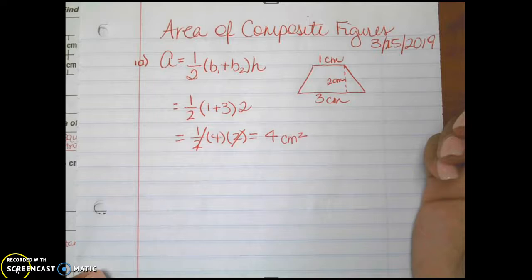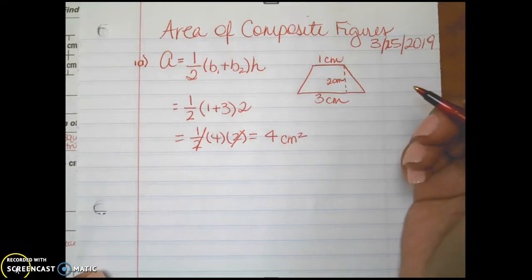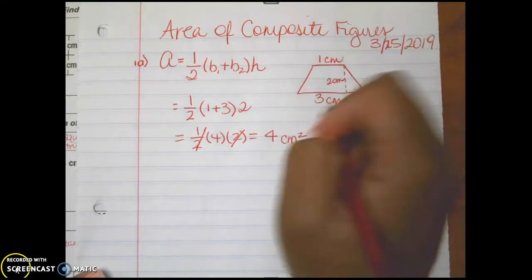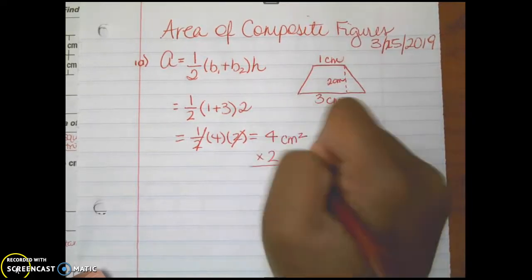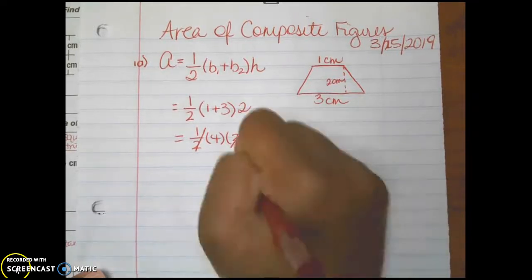4 centimeters squared, and for what shape? How many did I just calculate? 1, but how many do I need? 2. So what do I do? Add. Either or. You can multiply or add. You can add another 4, or you can multiply by 2. I like to multiply by 2 because it's quicker. 8 centimeters squared. There's my answer.